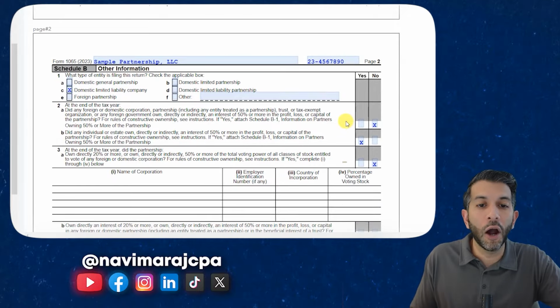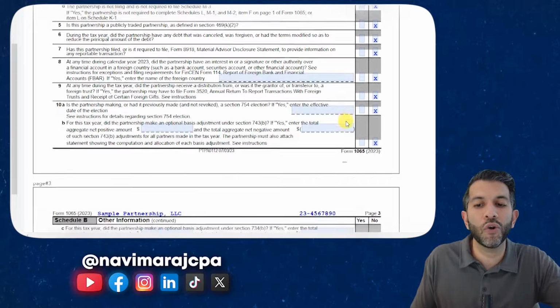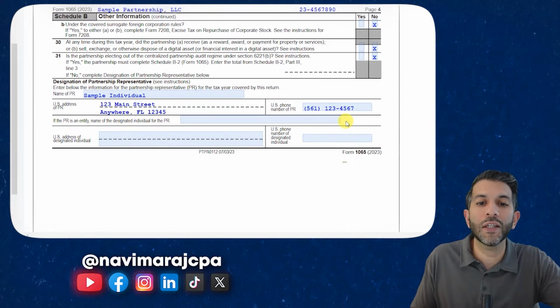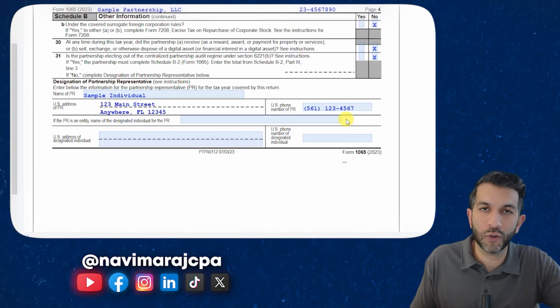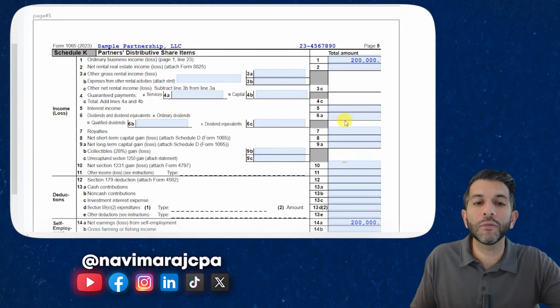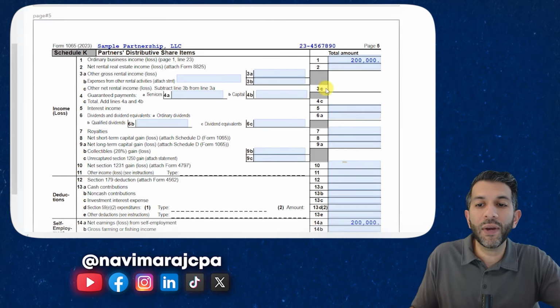Let's go to the other pages that we have here. I'm going to skip over page 2. It's a series of yes or no questions. Page 3 is very similar, a series of yes or no questions, and that even bleeds into page 4, continuing on with those yes or no questions, okay? You can kind of learn that stuff on your own simply by reading the yes or no questions and seeing if they apply to you. On page 5, we have Schedule K.